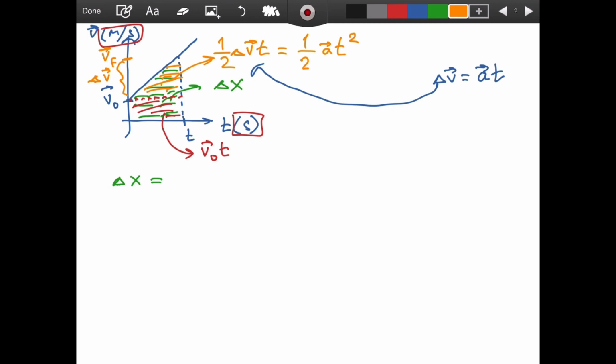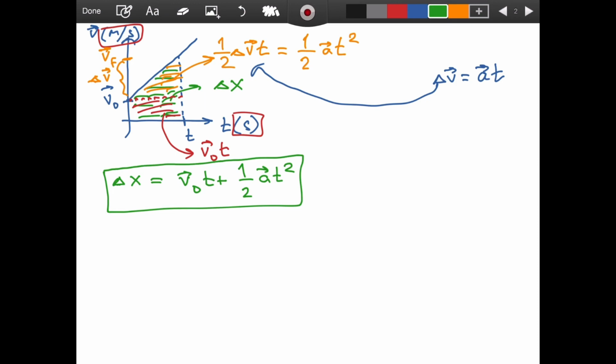And now, if we add both areas, the area of the triangle and the rectangle, we're going to have v naught times time plus 1 over 2 a t squared. And just like that, we proved the other formula.